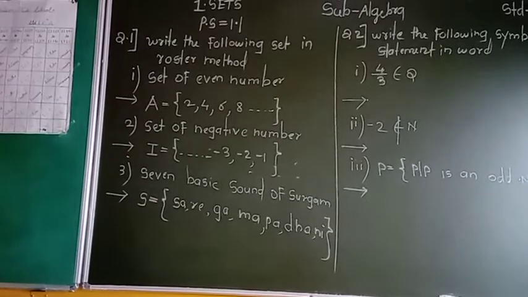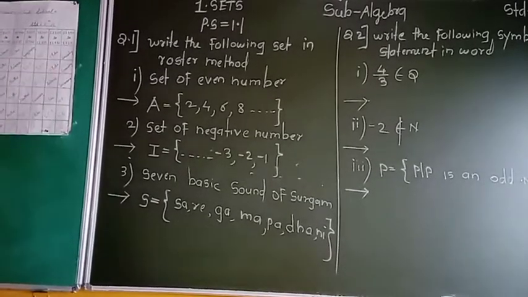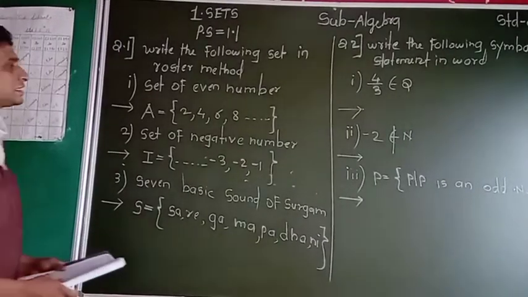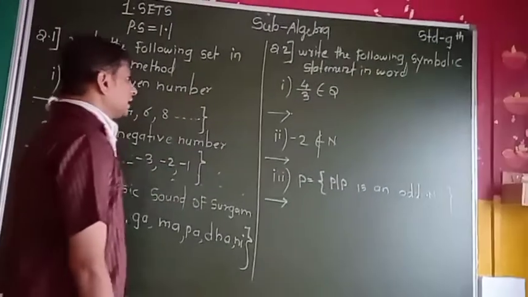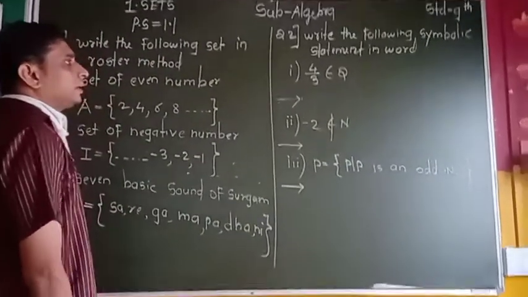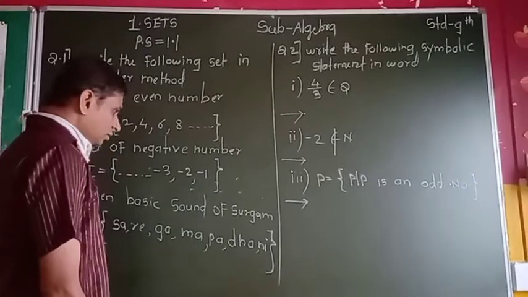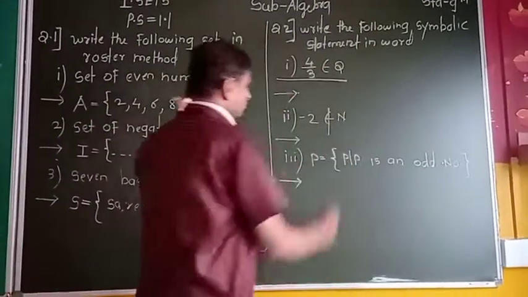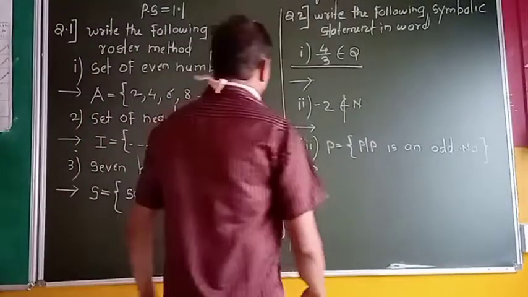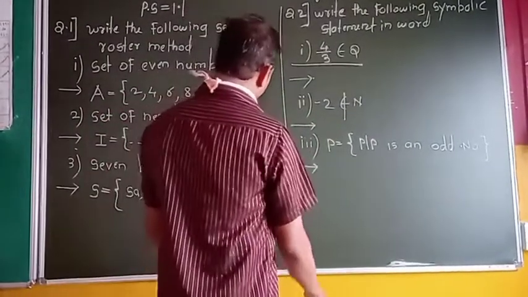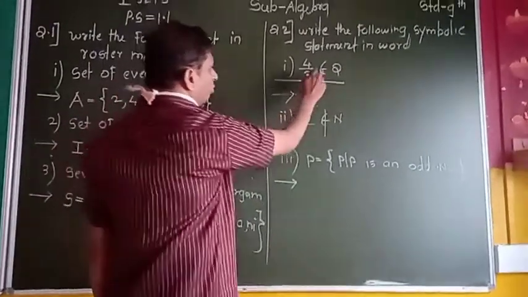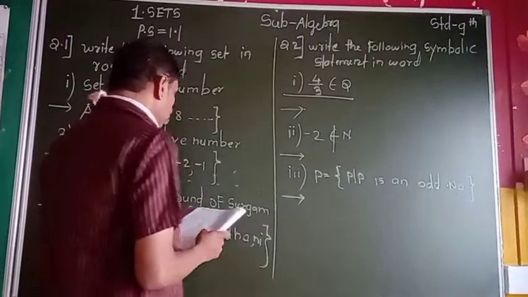So students, we have learned about the roster method and how to write sets. Now in question number two, write the following symbolic statements in words. Some statements are given, and you have to write them in words. Here, 4/3 belongs to Q. This is the symbol for belongs to Q. How do we write it in words?